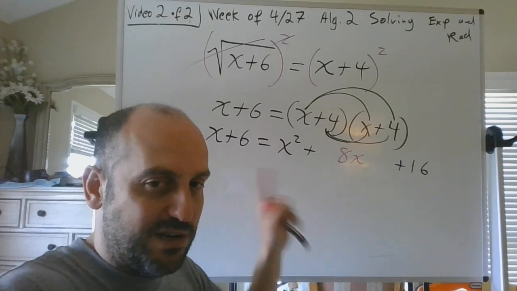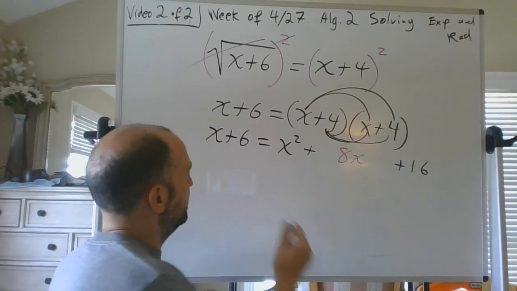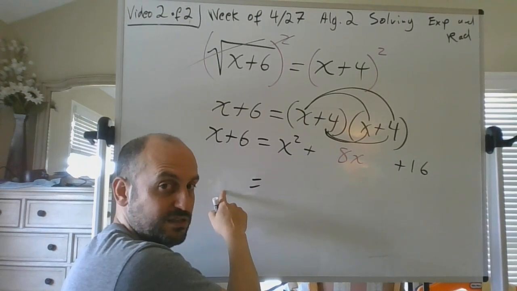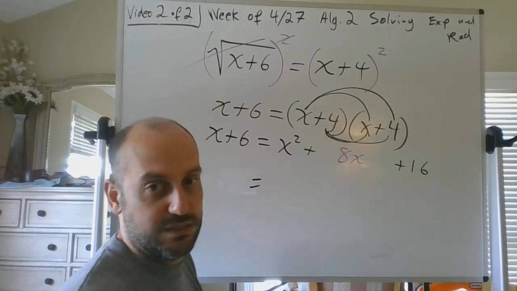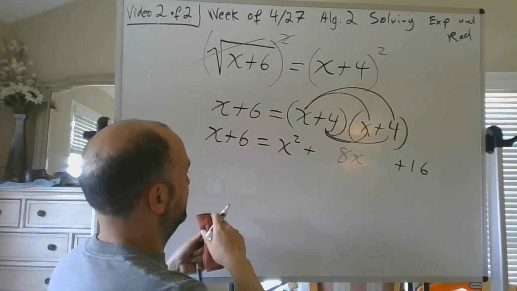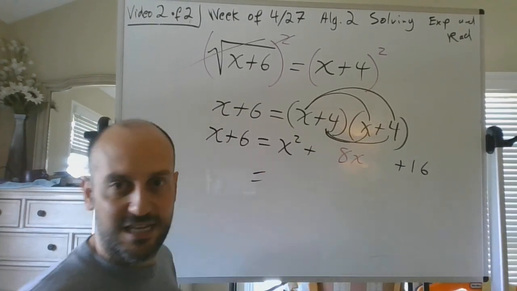The problem is this though. Whenever you factor something, diamond method something, it has to equal 0. It's always equal to 0. Quadratic formula will set it equal to 0 and then solve it. This is not equal to 0. It's equal to x plus 6.